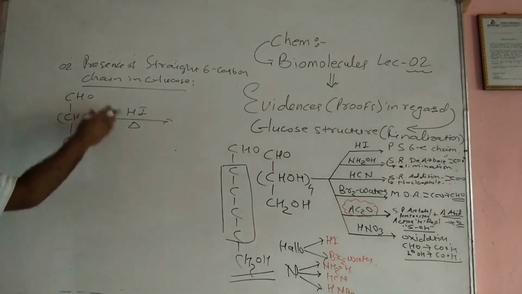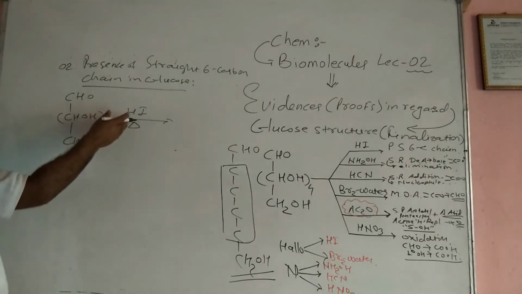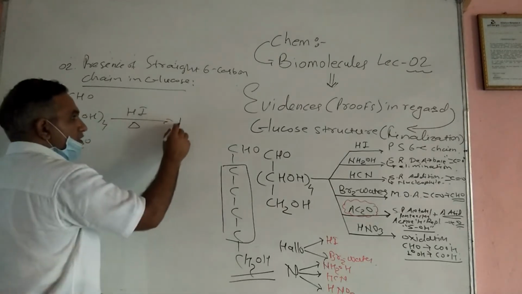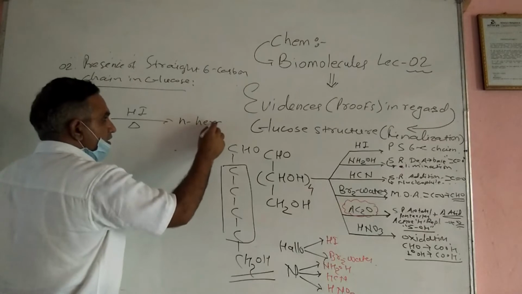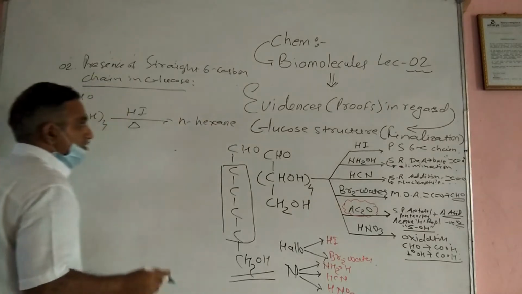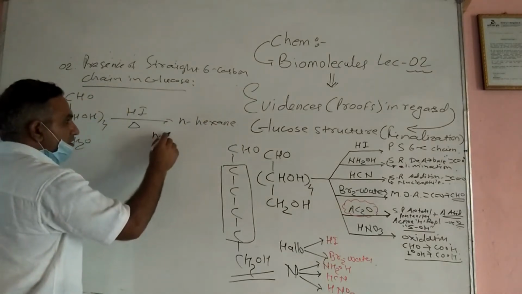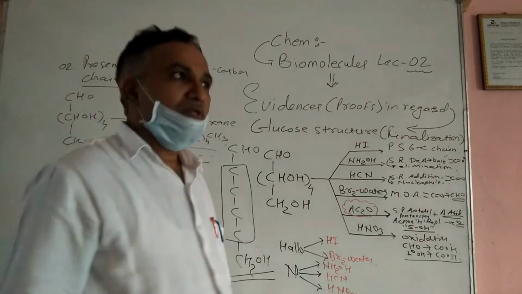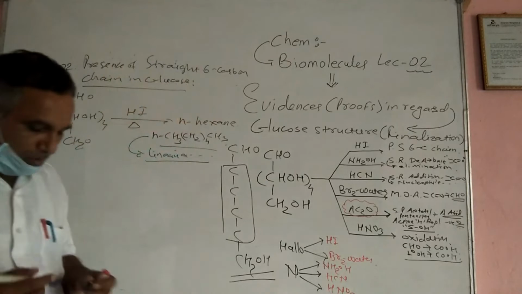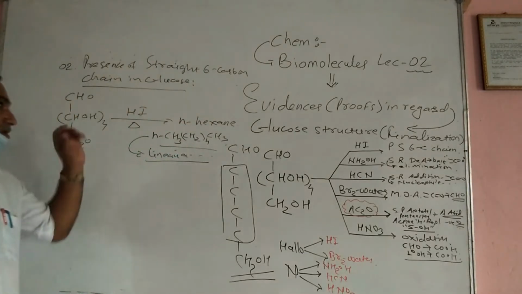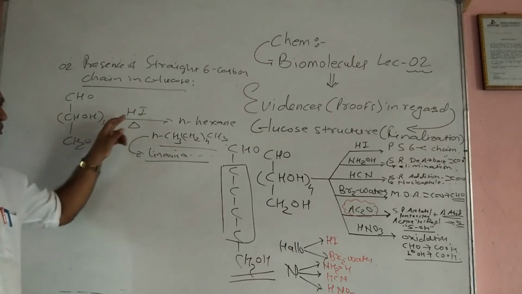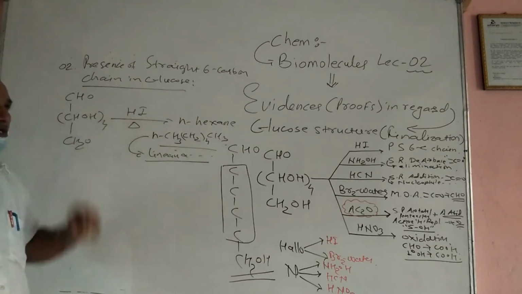So prolonged heating, you have to arrange the prolonged heating of this strong reducing agent with the glucose. Then you will get the N-hexane. N-hexane means the linear arrangement of the glucose molecule. So see here, you people know that this HI symbol indicates the prolonged heating of the glucose with this strong reducing agent HI.